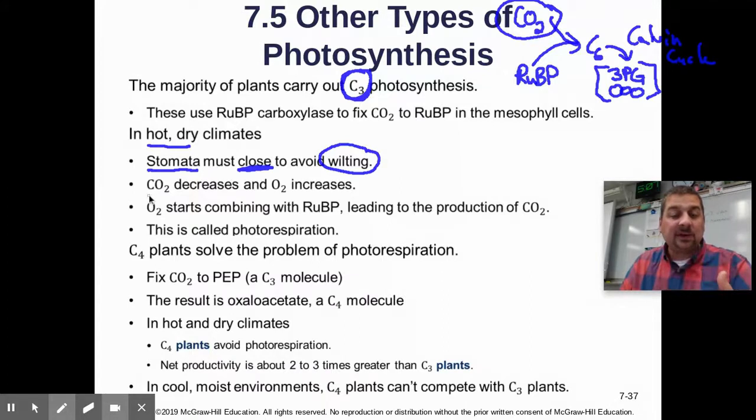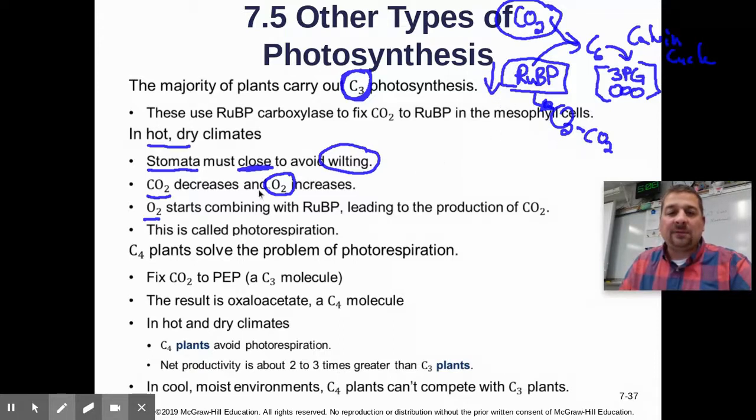However, when that happens, it's usually hot and very sunny as well. The amounts of CO2 start to go down. And remember, oxygen is a byproduct from the water splitting, so the amount of O2 increases. When oxygen levels get too high, oxygen will start combining with RuBP, leading to the production of CO2, but you're reducing the amount of RuBP.